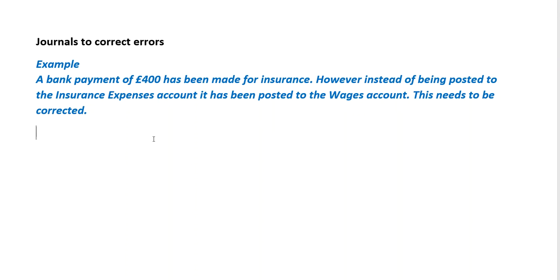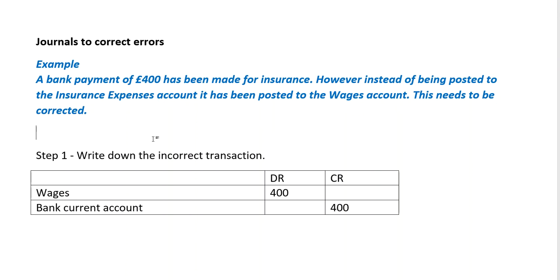Now, as you become more familiar with journals and more confident with your double entry, you'll be able to write journals without necessarily going through the steps I'm about to show you. But when you're new to journals, you need to come up with some kind of method to allow you to do this. So the way I'd do it is I would start by writing down what the incorrect posting has been.